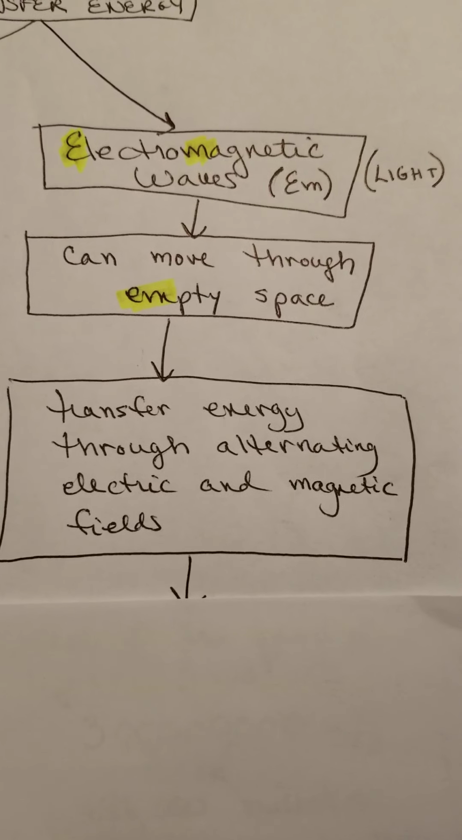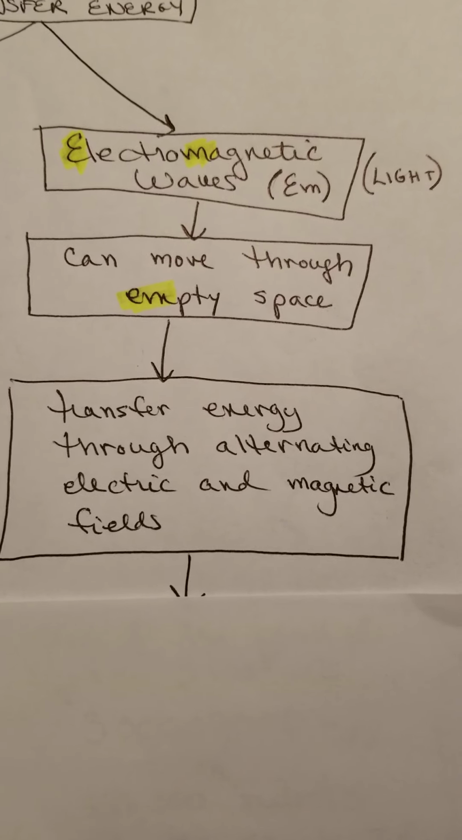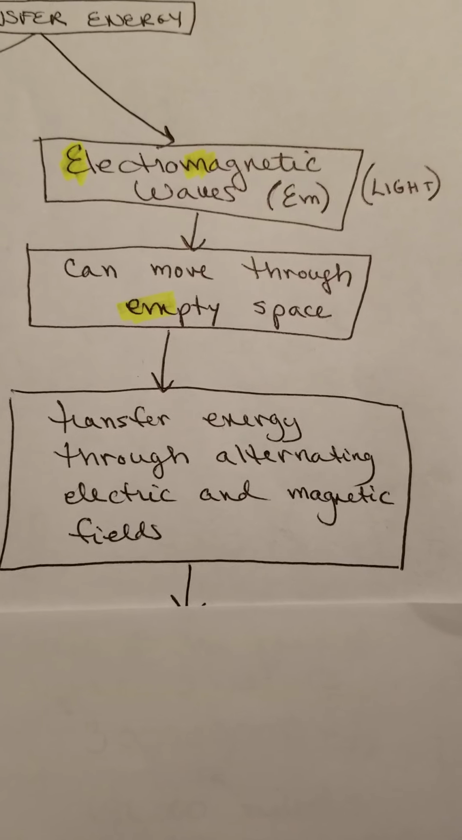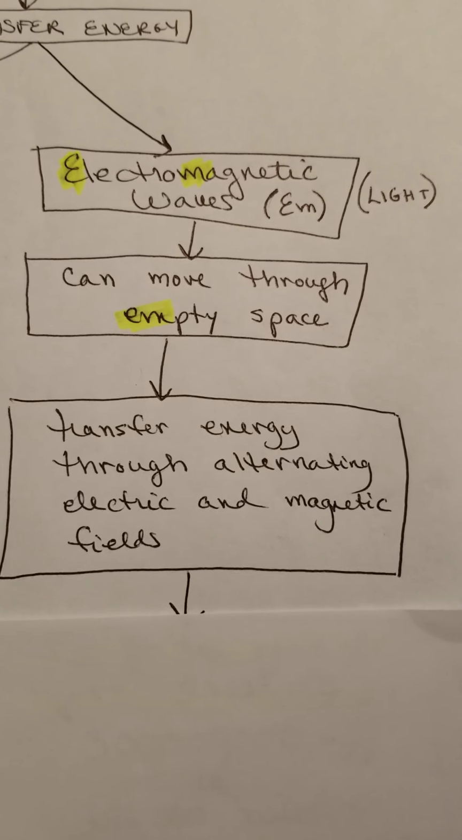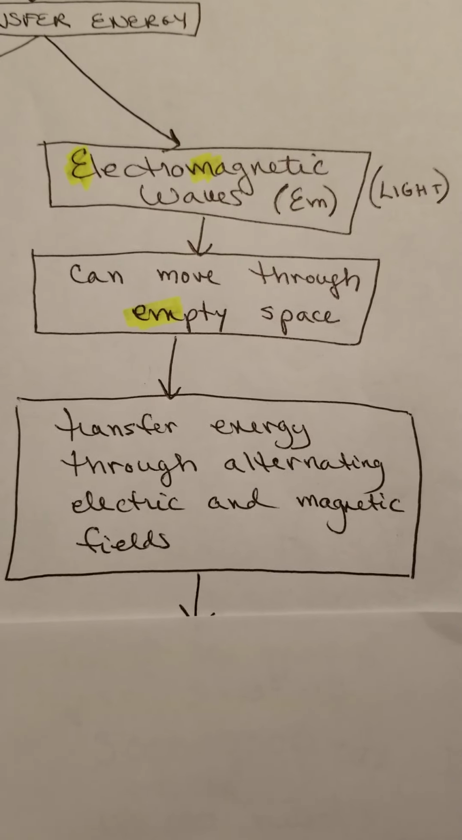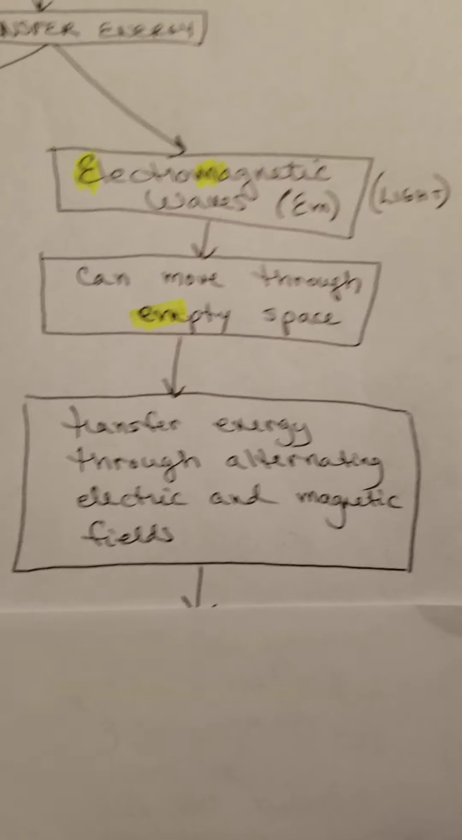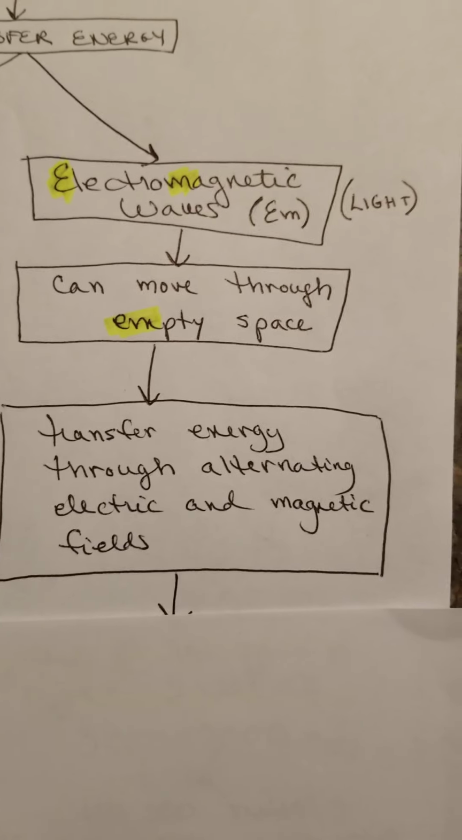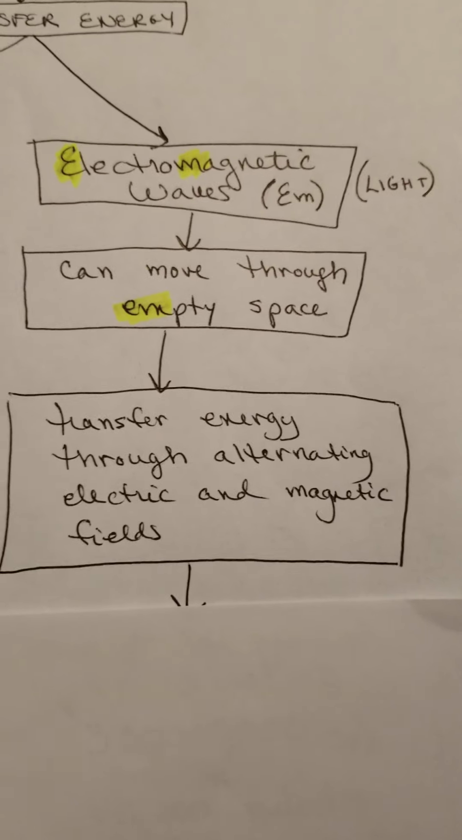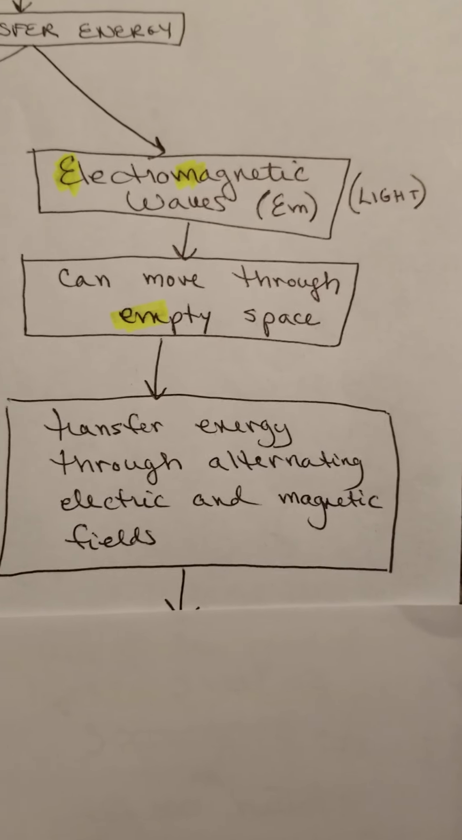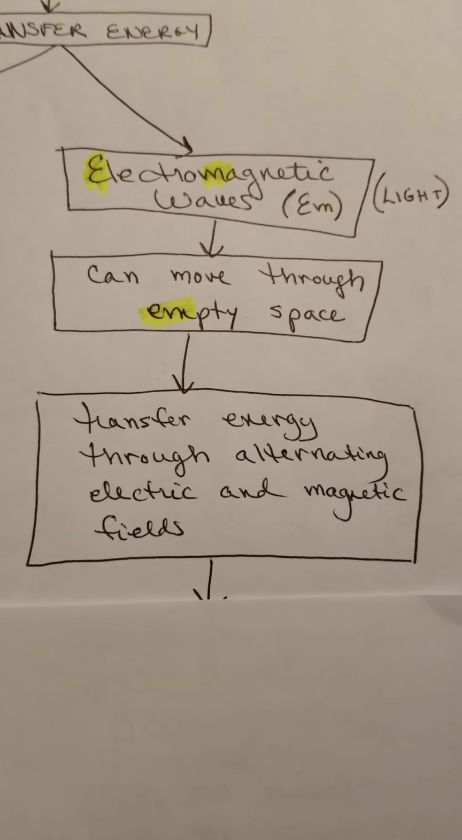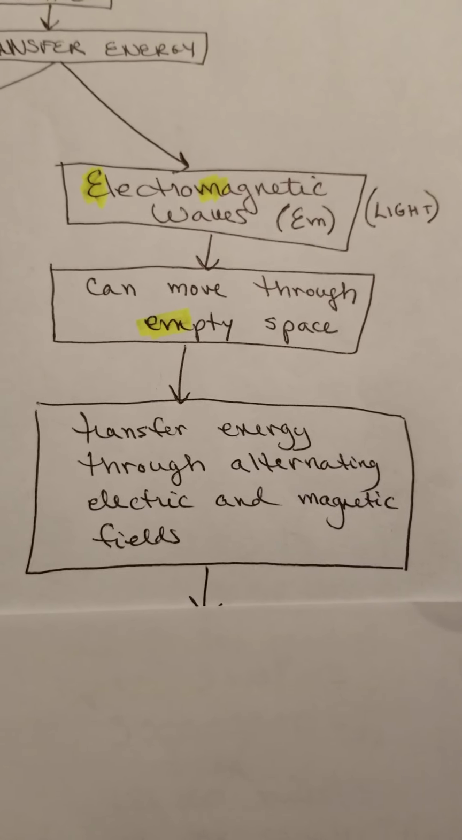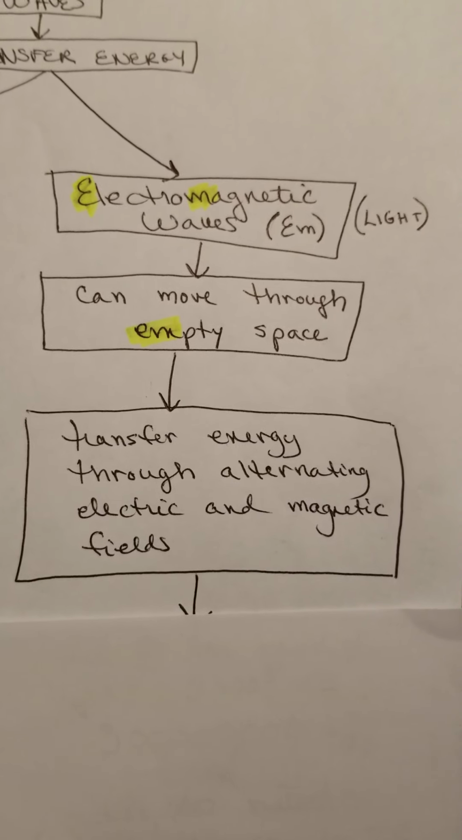But electromagnetic waves, EM waves, transfer energy through alternating electric and magnetic fields. What does that mean? Well, you don't have to worry about that so much. If you're really curious about that, then you would take my AP or regular physics class as you become upperclassmen, which I suggest, and we would go a little more in depth on exactly what alternating electric and magnetic fields mean.